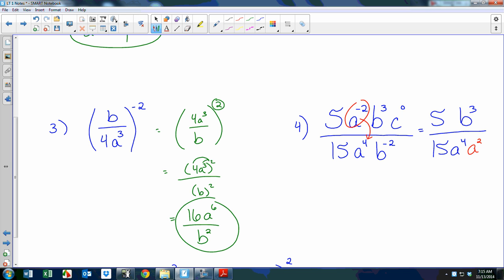A to the 4th times a to the 2nd, there's going to be 6 of them. Same with the b to the negative 2. I'll move it to the top. So now there's going to be 2 more b's in the top of the fraction where there was already 3. So now there's b to the 5th. And then last, c to the 0 using property 7. C to the 0 is just 1.